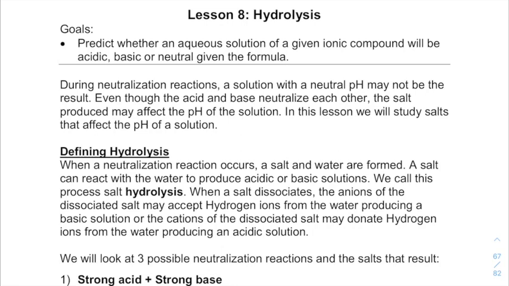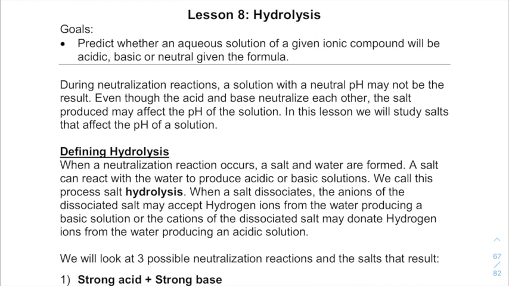Hello everyone. Today we're going to be talking about lesson 8, which is hydrolysis. This is a really interesting lesson. I just wanted to tack it on to the end here because it is a really exciting subject, and it kind of ties a bunch of ideas together.